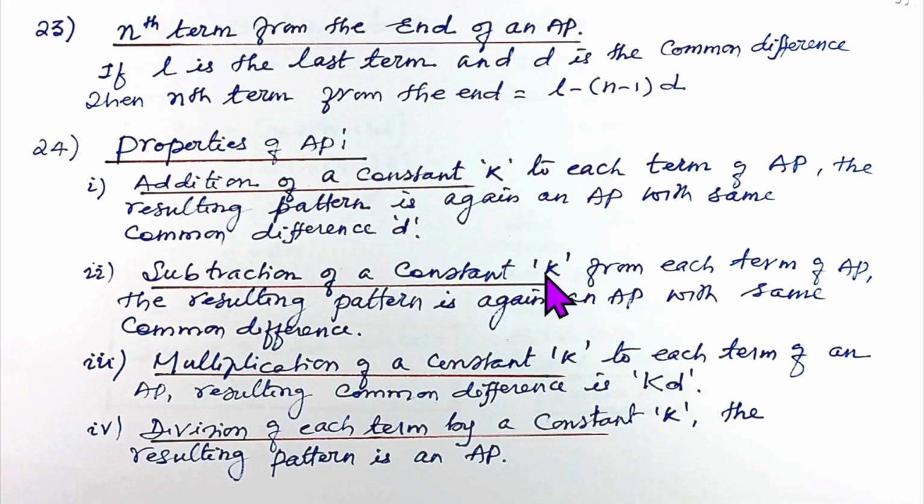Now, subtraction of a constant k from every term of a given AP. If a constant k is subtracted from each term of the given AP, then the new AP formed is also an AP with the same common difference.